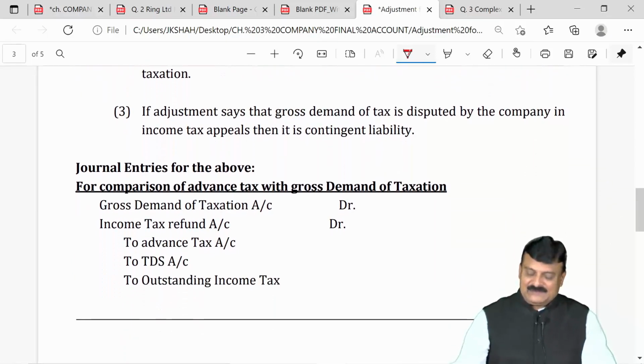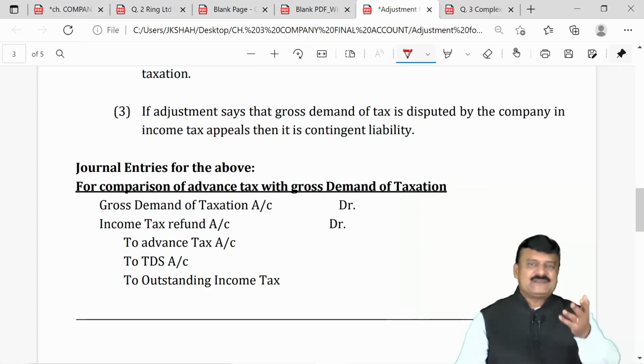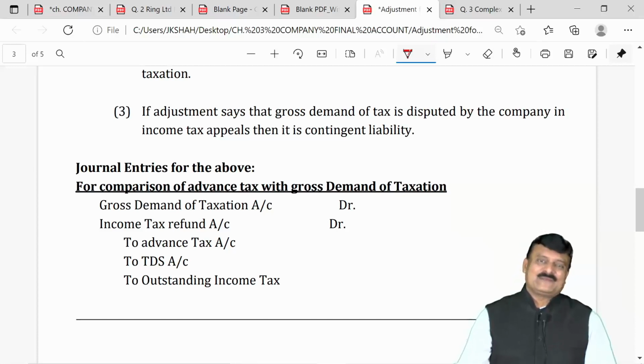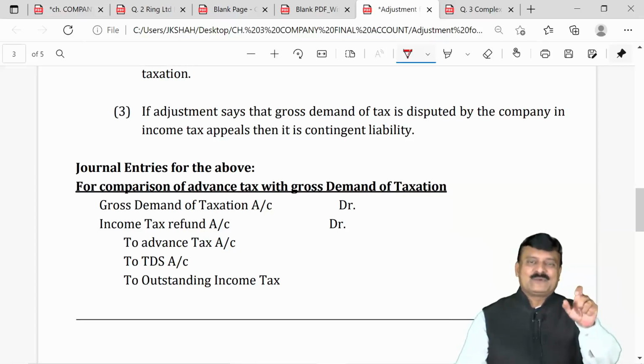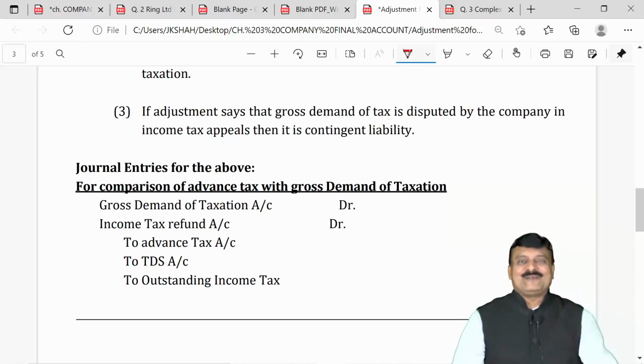And last one, if adjustment says that gross demand of tax is disputed by company in income tax appeals, very much common, and you study that in income tax subject also. If the assessee is not satisfied with the assessment, he will refer it to the income tax appellate tribunal. Our company was not satisfied with the assessment done by the assessing officer, so we moved to the income tax appeal. What does it mean? That now it is in dispute, and any liability in dispute is a contingent liability.